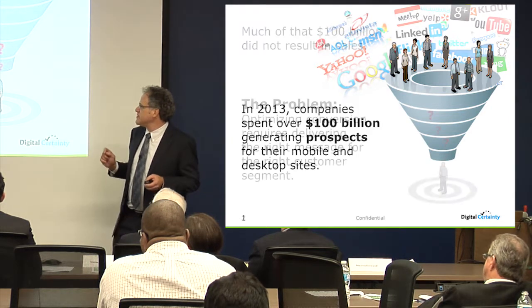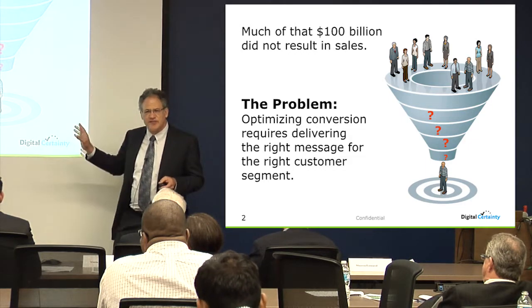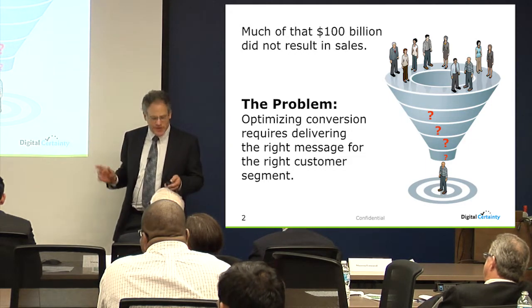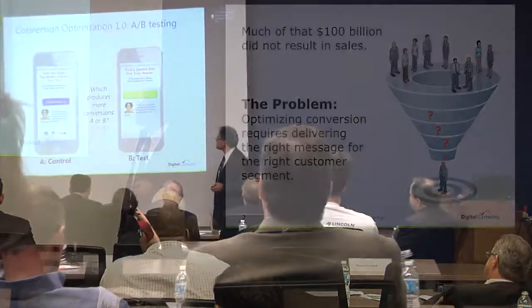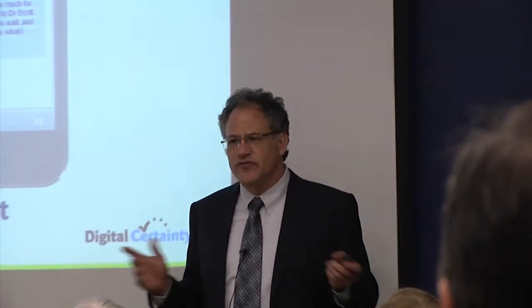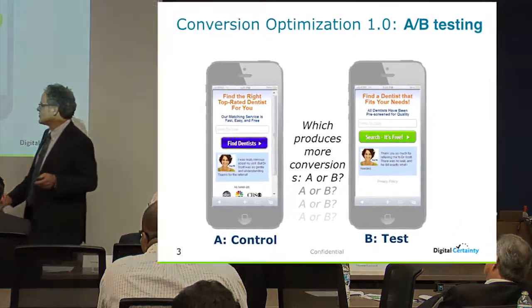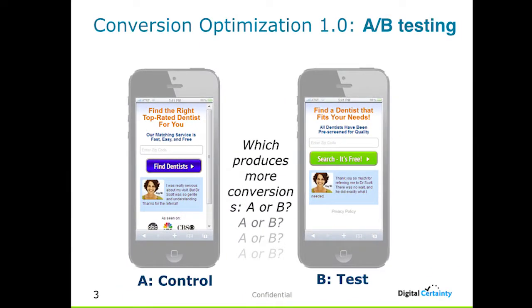So the problem is that conversion optimization, getting a conversion after you come into the funnel, requires delivering the right message to the right customer. And it's hard. Today, what we do in this conversion optimization field, or what others do, is a manual process called A/B testing. So here's A. That's the control. That's what you start with. That's what you're testing against. B is a test. So in this case, we've changed the headline, the subheadline, the button.